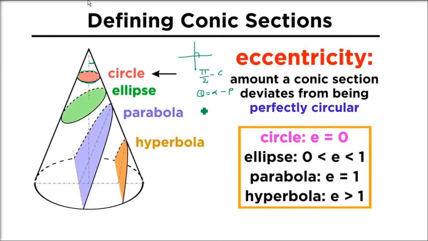When theta is equal to alpha, it will be a parabola. When theta is greater than alpha, you will get an ellipse.